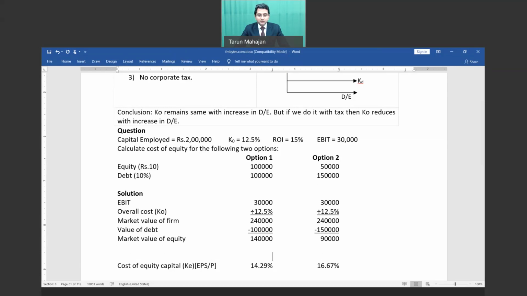Yes, Vinaya, I will answer your question. But first, let me calculate earning available to equity shareholder. EBIT is 30,000. Interest will be 10,000. So earning available to equity shareholder is 20,000. Should be divided by market value of equity. Can you just check it? 20,000 divided by 1,40,000. Is it 14.29%?